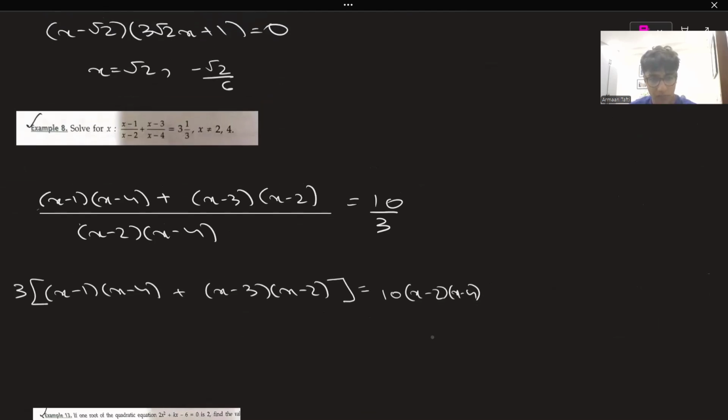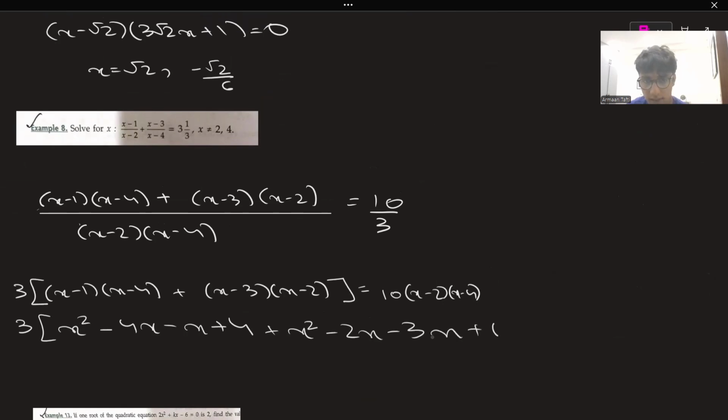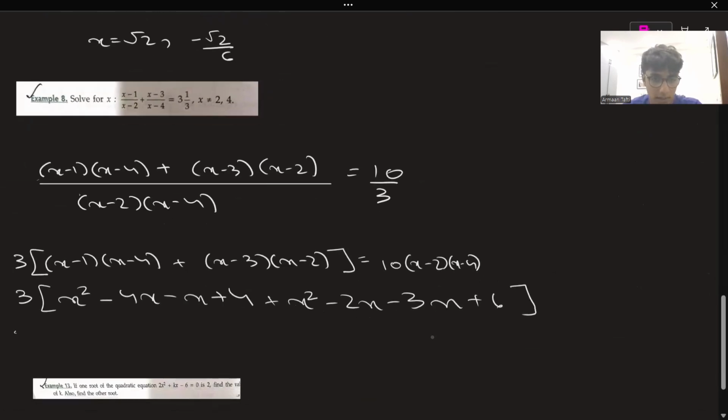So let's now just simplify this. If we simplify this, we will get x times (x squared minus 4x minus x plus 4) plus (x squared minus 2x minus 3x plus 6). I'm not writing the RHS because I just want to first simplify the LHS. So if I do that, I get 3 times x squared, 2x squared.